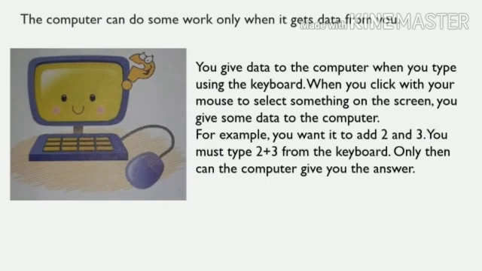The computer can do some work only when it gets data from you. It cannot work on its own. You need to instruct it with some data. Now this data could be anything and you give data to the computer when you type using the keyboard. When you click with your mouse to select something on the screen, you give some data to the computer. For example, you want to add 2 or 3, you must type 2 plus 3 from the keyboard. Only then can the computer give you the answer.